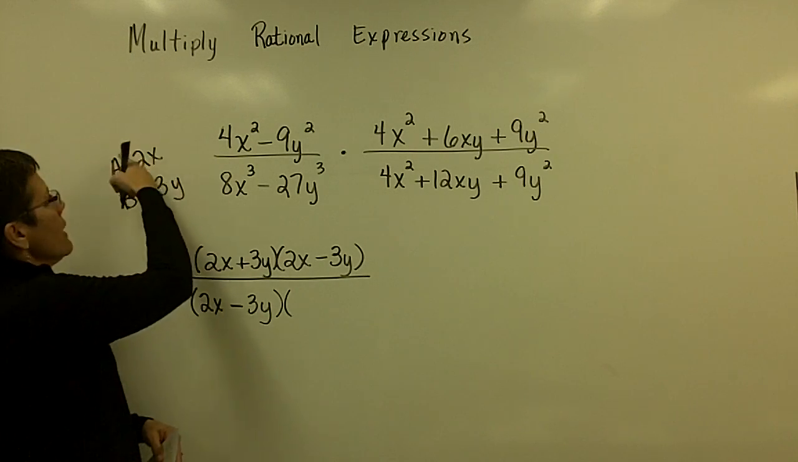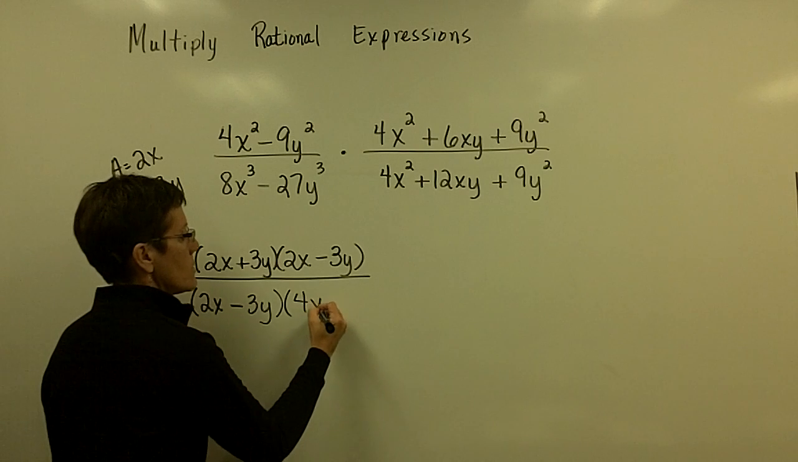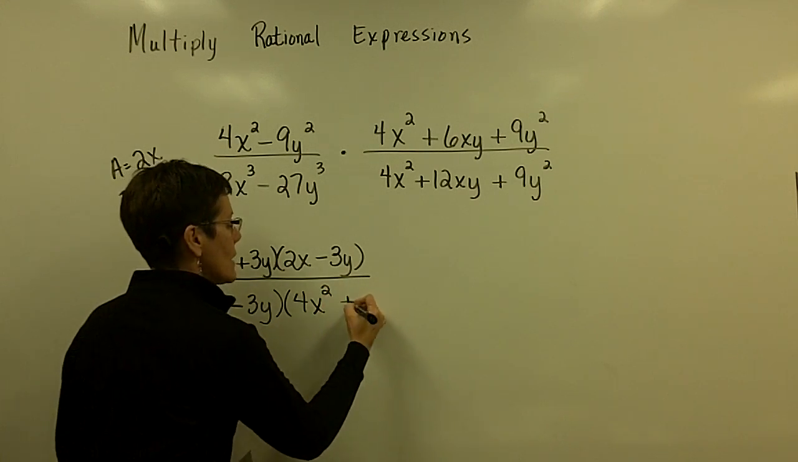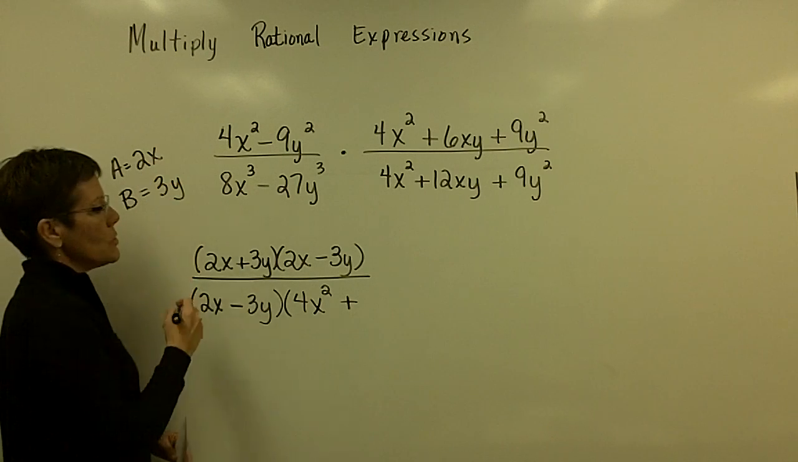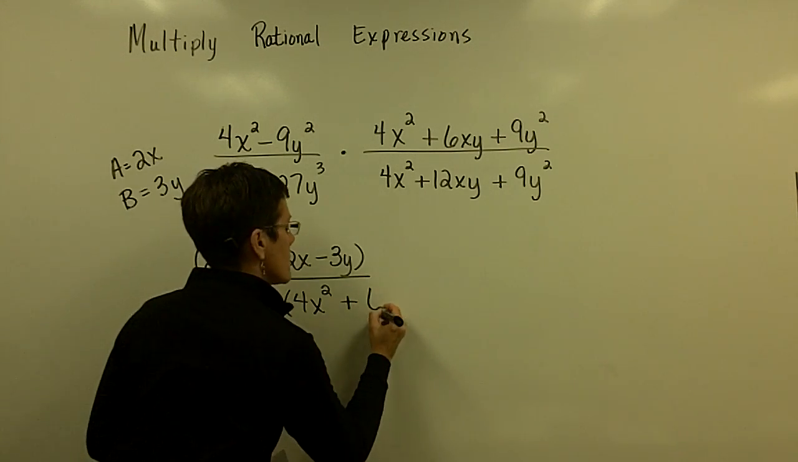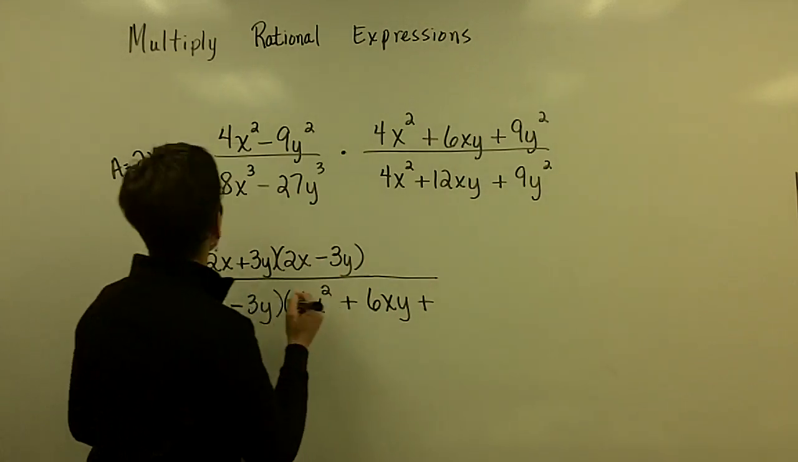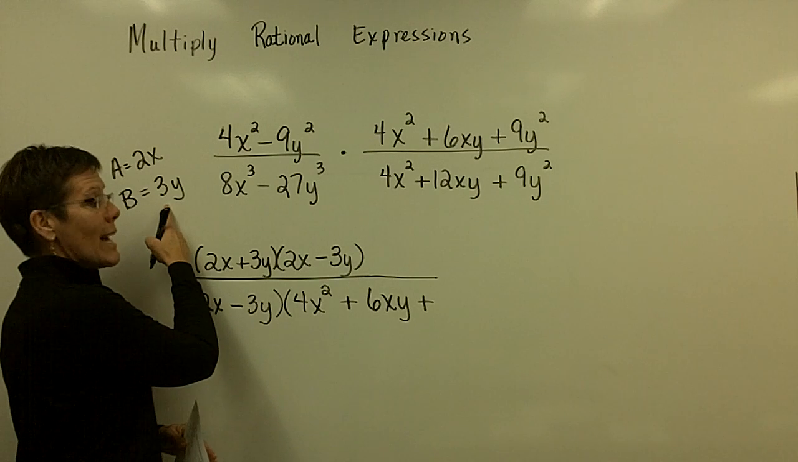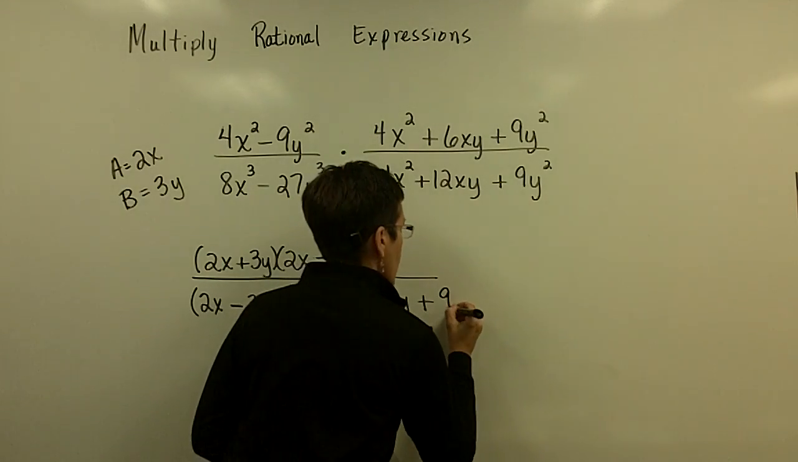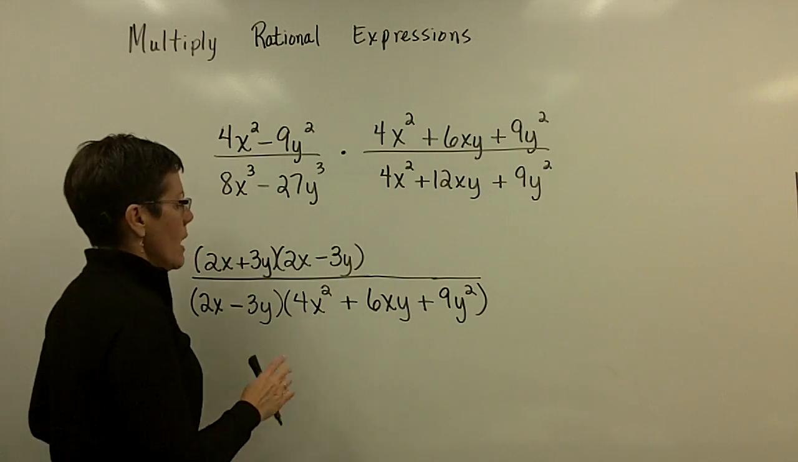And then it's my a value squared, so 2x times 2x is 4x squared. This sign has to be the opposite of that sign, and it's the product of these two. So 2x times 3y is 6xy. This is always positive right here, and it's the b value squared. So 3y times 3y is 9y squared. And I'll go ahead and put that over here.